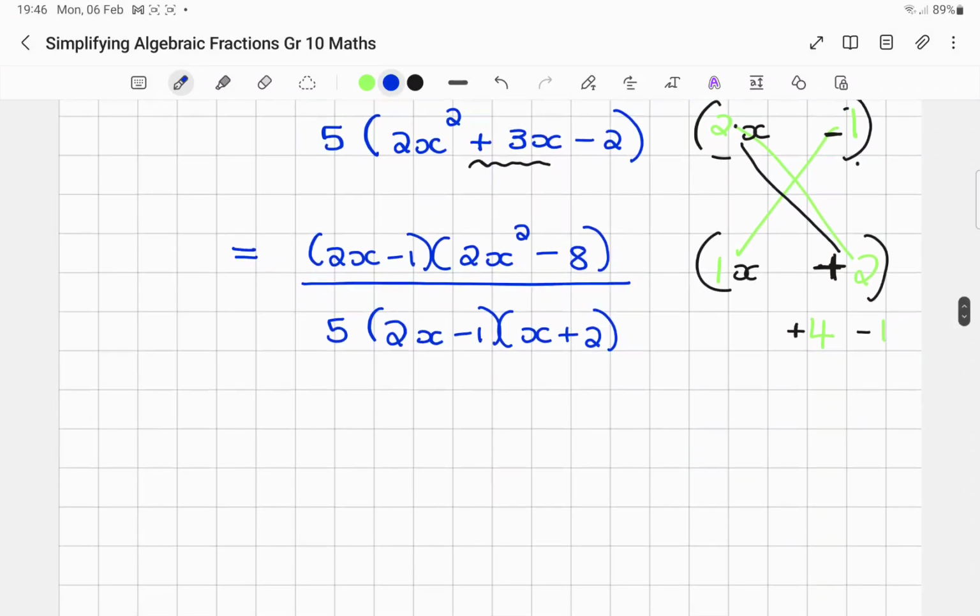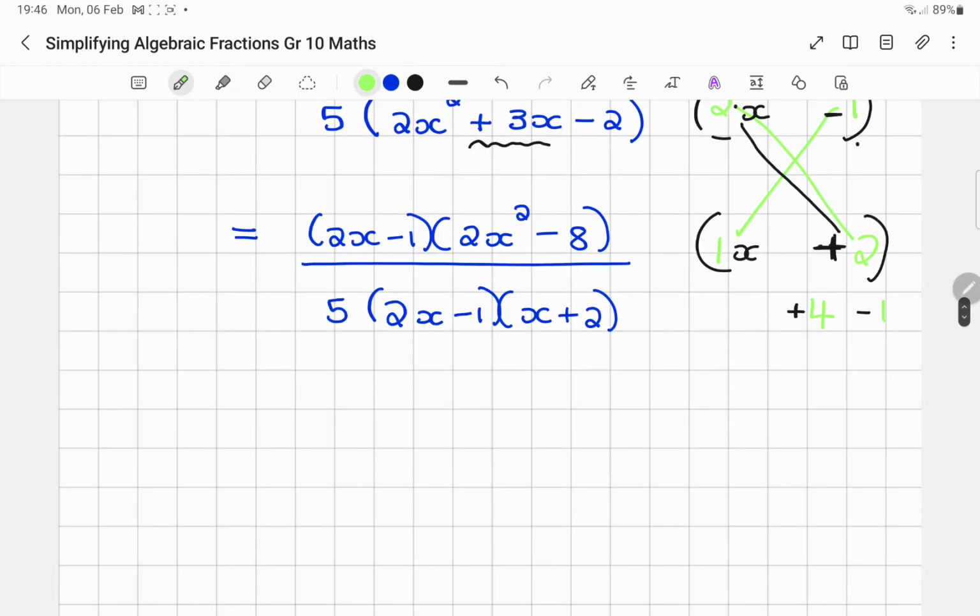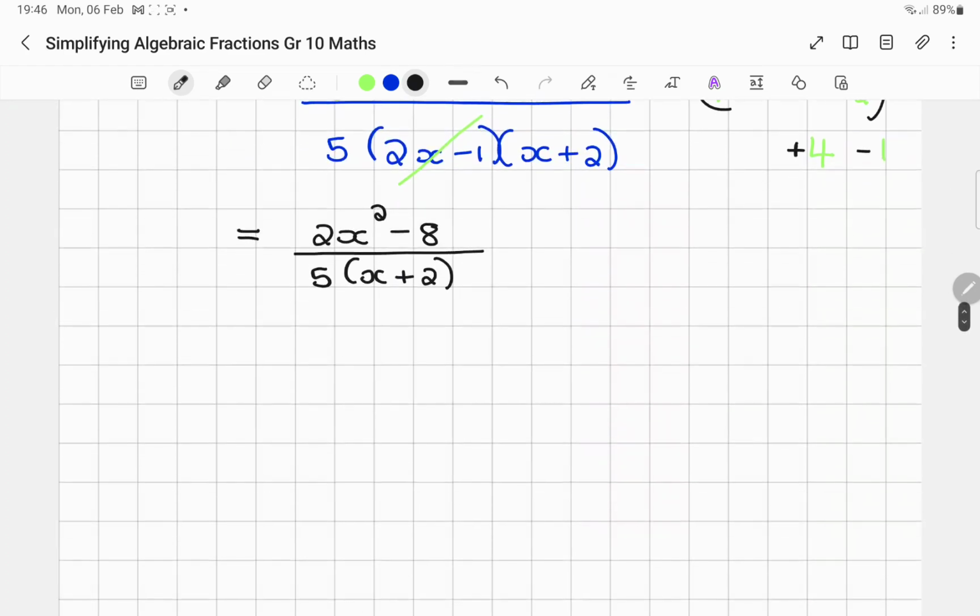Okay, great. Now I can go and cancel those that are the same: 2x minus 1, 2x minus 1. Then I'm just going to rewrite and re-look at my sum. So I've got 2x squared minus 8 left on top, and at the bottom I've got a 5 and an x plus 2. Then I'm just going to further factorize. I can take out a 2. I don't know if it's going to help me. 2 times x squared minus 4, all over 5 times x plus 2.